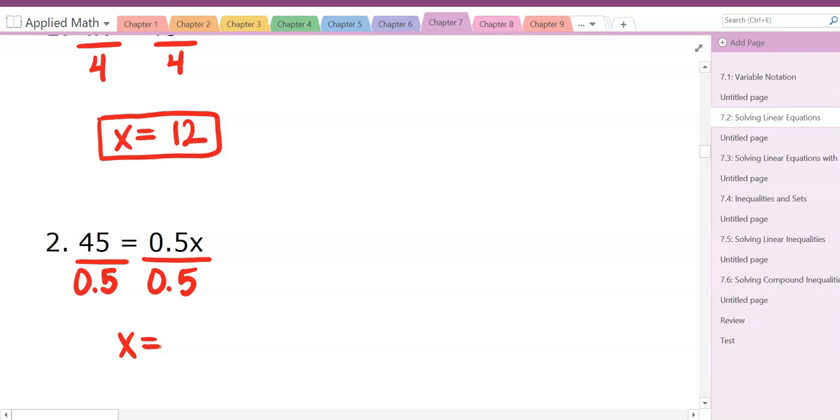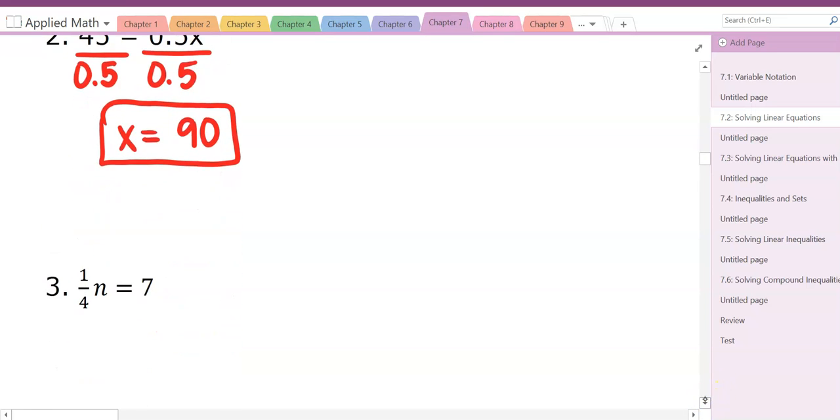So 45 divided by 0.5 is like the same thing as 45 times 2. So what would that be? 9. Now, if they give you a fraction, like number 3, we have 1/4, and then times n equals 7.